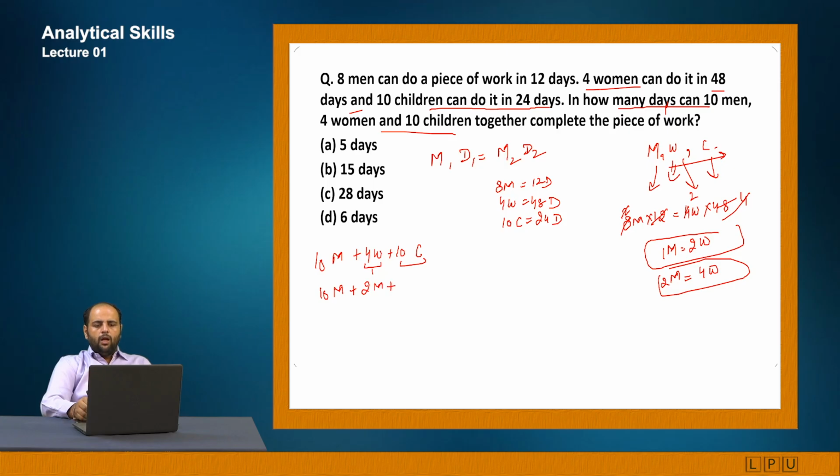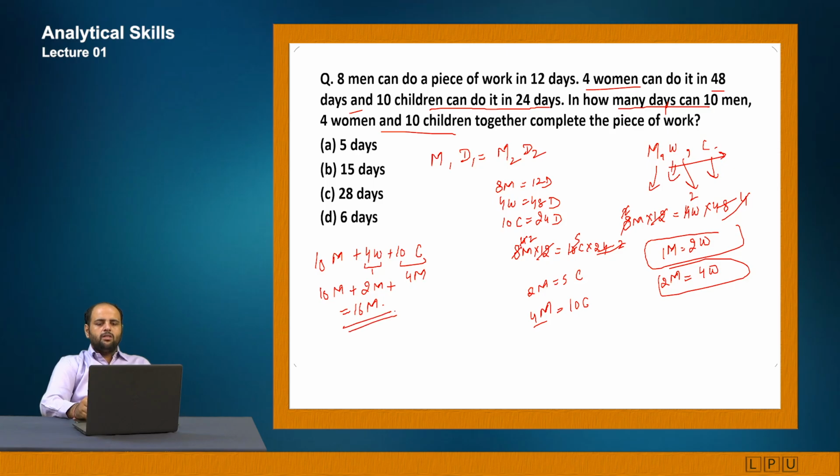Plus, now what will the children be? 8 men can do a work in 12 days, and the same work is done by 10 children in 24 days. So it will be 12, 2, 2, it will be 4, 2 and 5. That means 2 men is equal to 5 children. But we have to find out for 10 children, so 10 children is equal to 4 men. Now just put down the values: 4 plus 2, 6, plus 10, that is equal to 16 men.